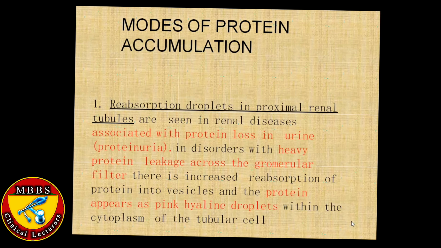Modes of protein accumulation: reabsorption droplets in the proximal renal tubule are seen in renal disease associated with protein loss in urine, that is proteinuria, with heavy protein leakage across the glomerular filtrate. So there is increased reabsorption of protein into vesicles, and the protein appears as pink hyaline droplets within the cytoplasm of the tubular cells.